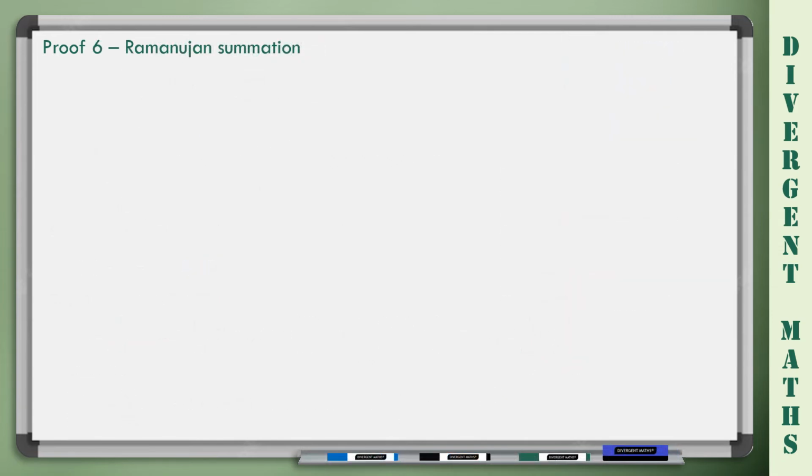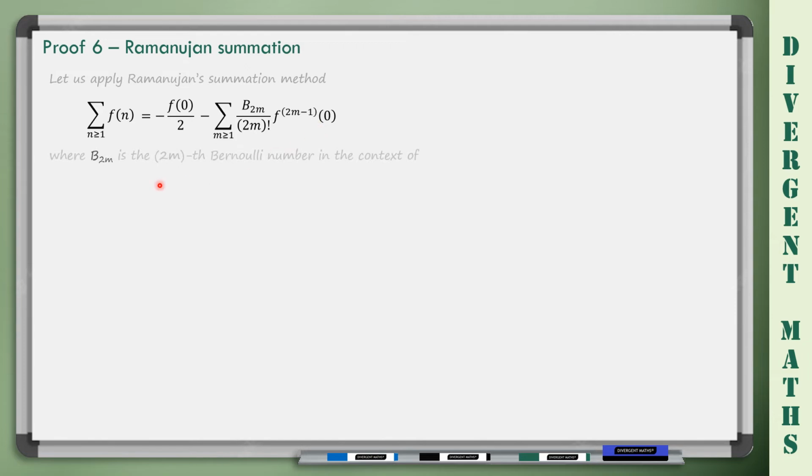Proof number 6, Ramanujan summation. So let us apply the Ramanujan summation method. As a reminder, the sum from n equals 1 to infinity of a function f of n is equal to -1/2 of the value of that function evaluated at 0 minus the sum from m equals 1 to infinity of the even Bernoulli number b sub 2m divided by 2m factorial times the 2m minus 1 derivative of f evaluated at 0.